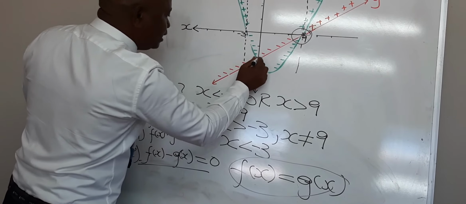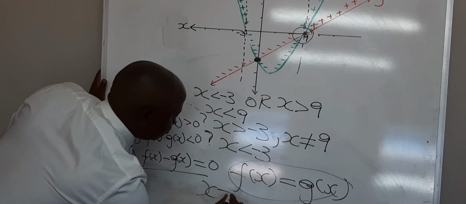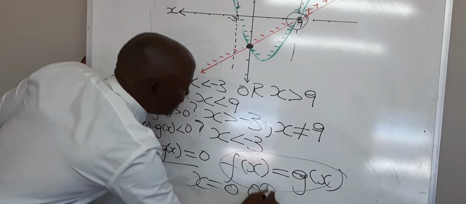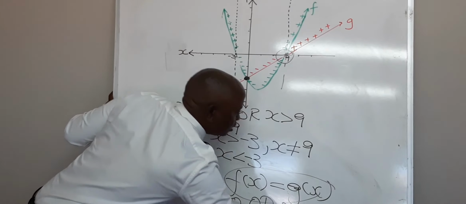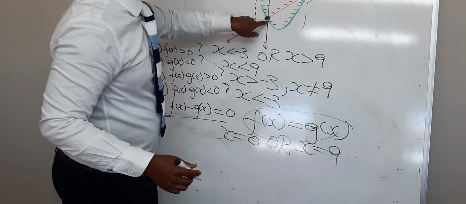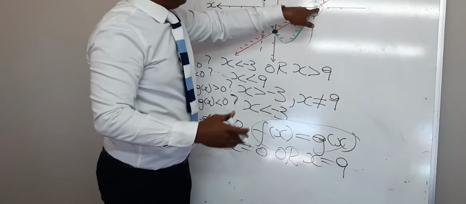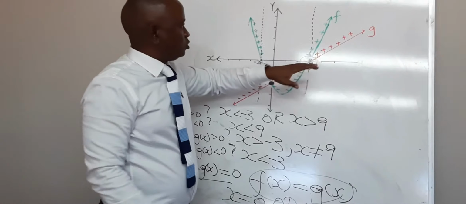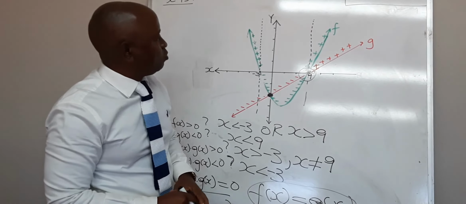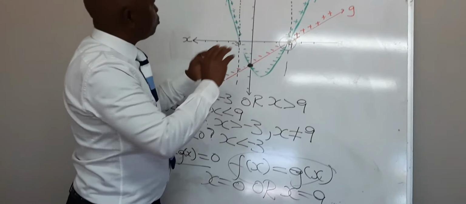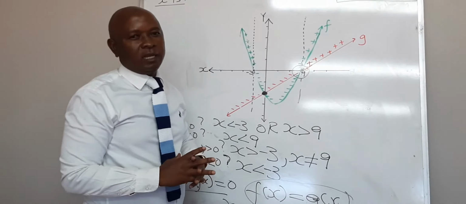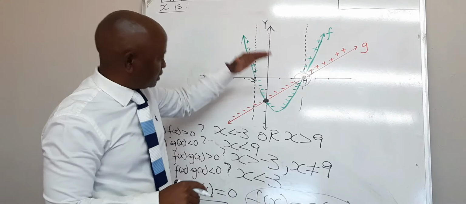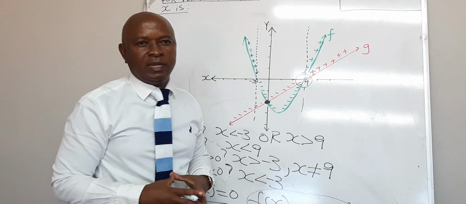And what is x at this position? My x is equal to 0. And where is the other position? Here, where my x equals 9. So the two graphs are equal when x is equal to 0 or when x is equal to 9. So I think this will satisfy how to go about these particular questions in the exam. And I think this is the end of the lesson for today.